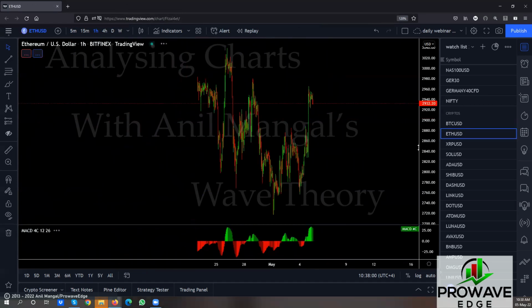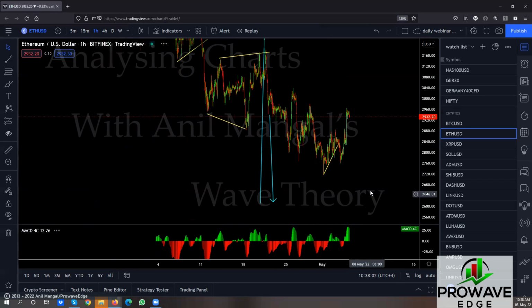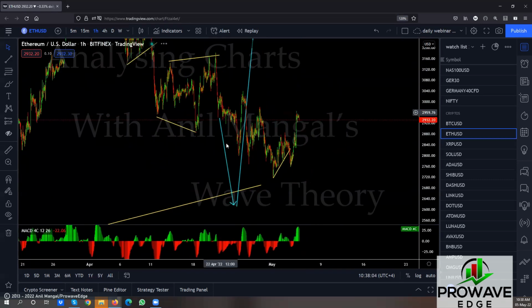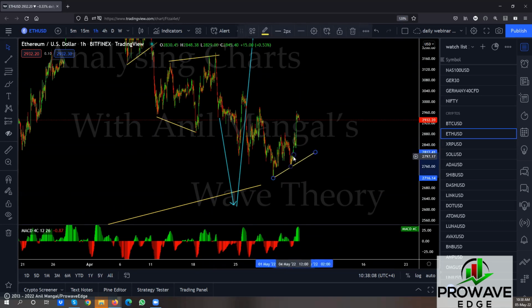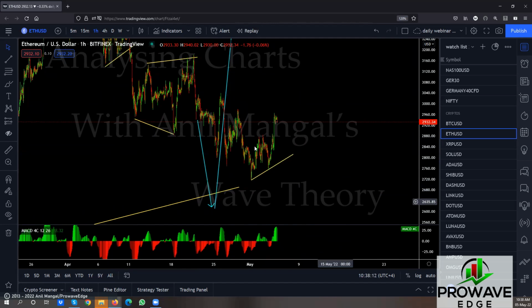ETH, same here, same kind of structure. We expected this to drop some more. It came to this level. This is the first time you're getting a consolidation in here, like this first consolidation to go up. So we might be breaking out of this structure here. You can make an argument of us breaking out of that.